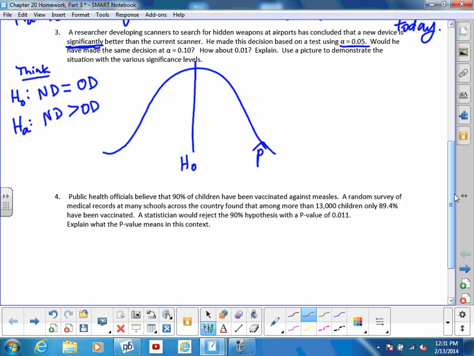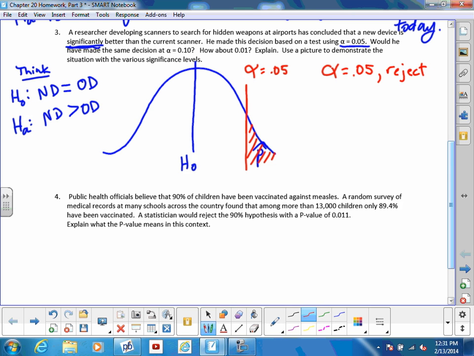That means that with an alpha of 0.05, he did what? With the null. He rejected it. Very good. So with an alpha of 0.05, he rejected. That means that alpha must be somewhere here. The sample must fall in the rejection region. Got that? Because they tell us that he rejected the null at 0.05.